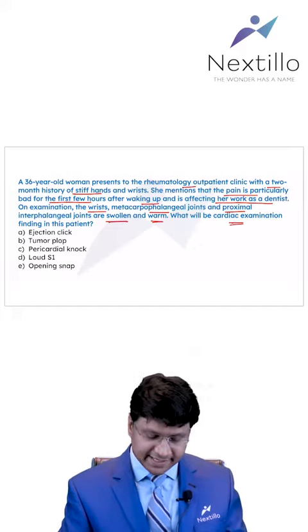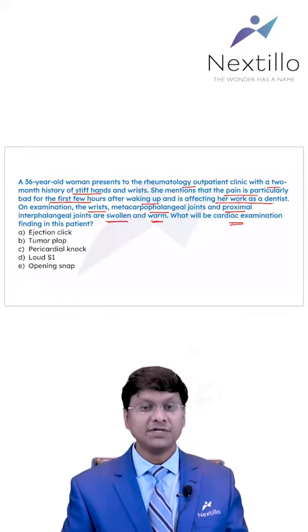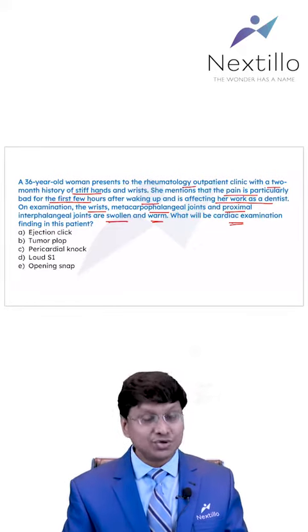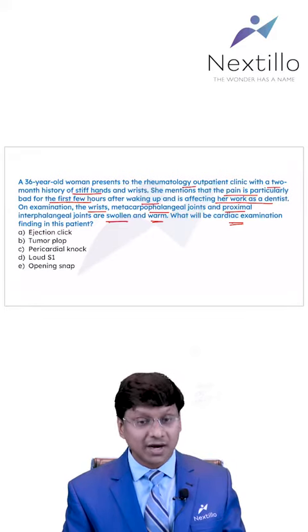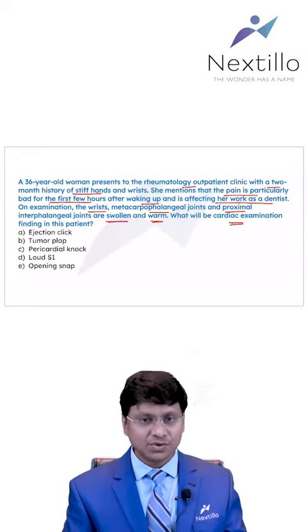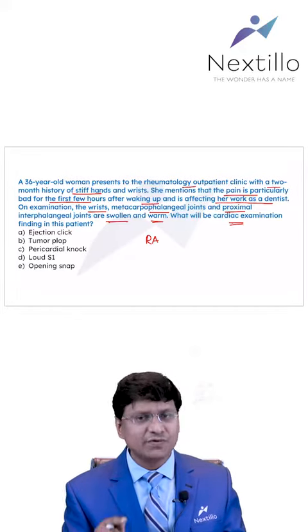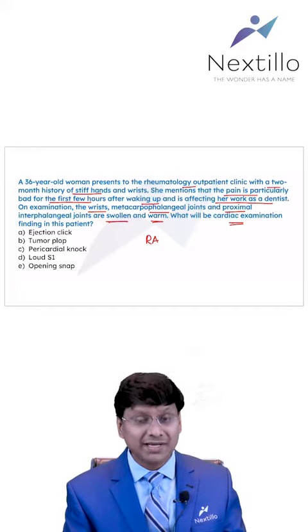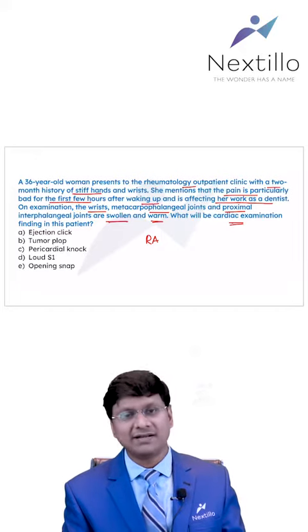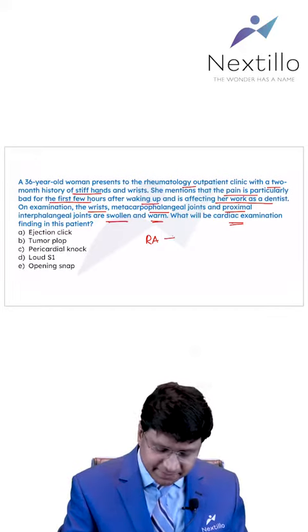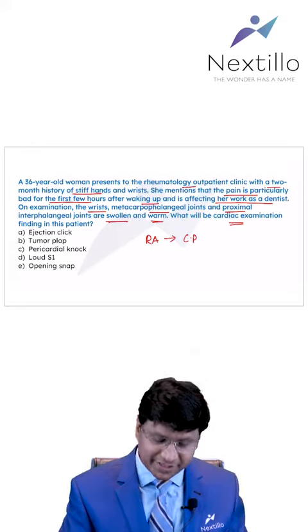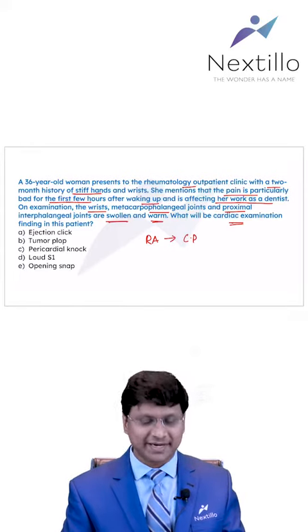What will be the cardiac examination finding in this patient? The options are ejection click, tumor plop, pericardial knock, loud S1, opening snap. So, what is the diagnosis of this patient? That is rheumatoid arthritis. And in case of rheumatoid arthritis, what are the cardiac abnormalities that can be seen? The cardiac abnormality that can be seen in patients with rheumatoid arthritis is constrictive pericarditis.